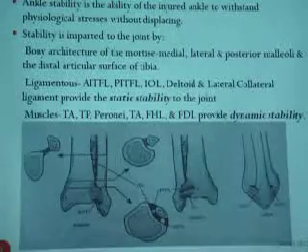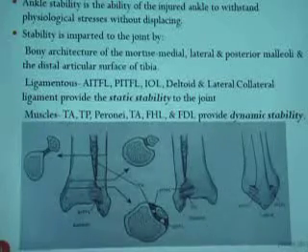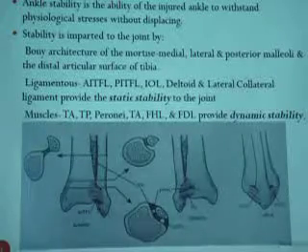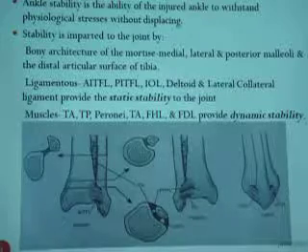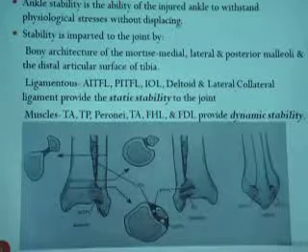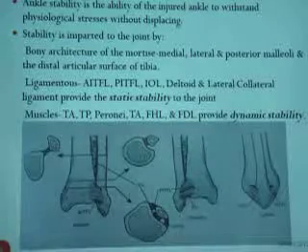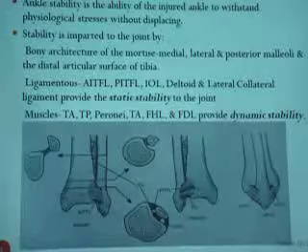Ligamentous or static stability is provided to the joint by the anterior inferior, posterior inferior tibiofibular ligament, the interosseous ligament, the deltoid, and the lateral collateral ligaments. The dynamic stability, on the other hand, is provided by the tibialis anterior, tibialis posterior, peroneals, plantaris, FHL, and FDL, which are the muscles around the ankle joint.